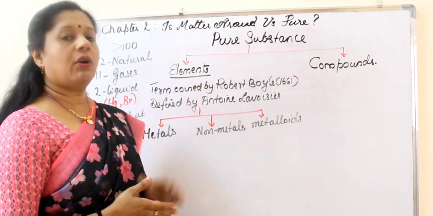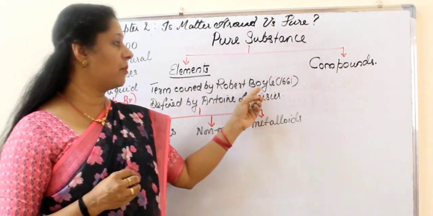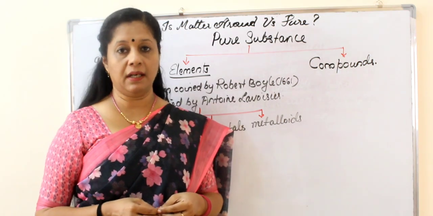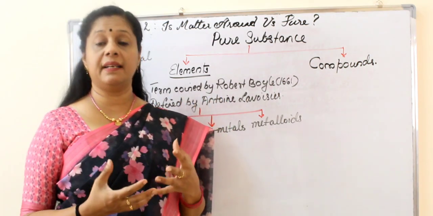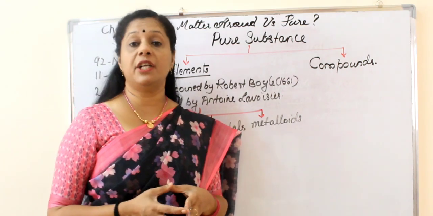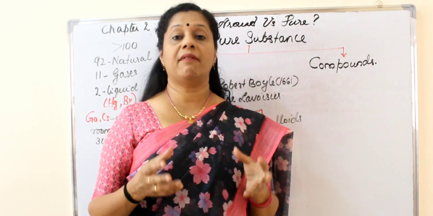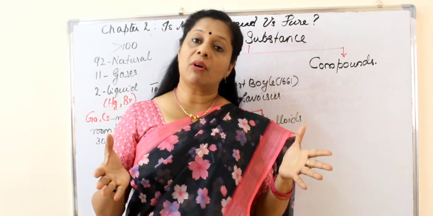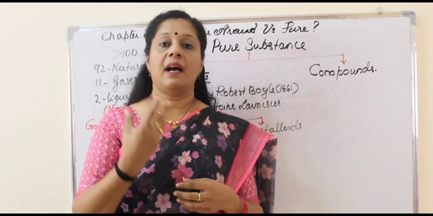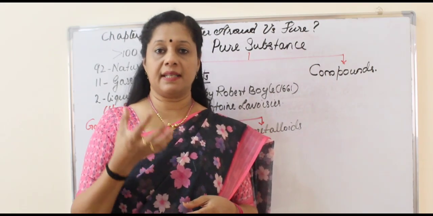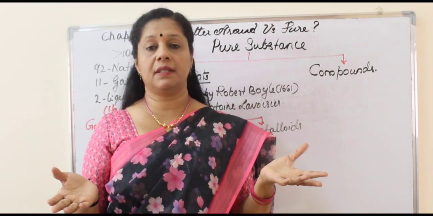Now, when we talk about elements, the word element was first coined by a scientist called Robert Boyle in the year 1661. And Antoine Lavoisier, the scientist, gave the proper definition of elements. According to him, an element is a basic form of matter which cannot be broken down into simpler substances further. If I say hydrogen is an element, hydrogen has its own atom with that property. I cannot further divide it into other substances.